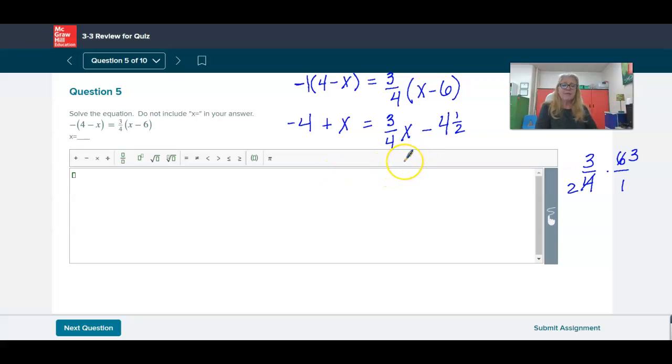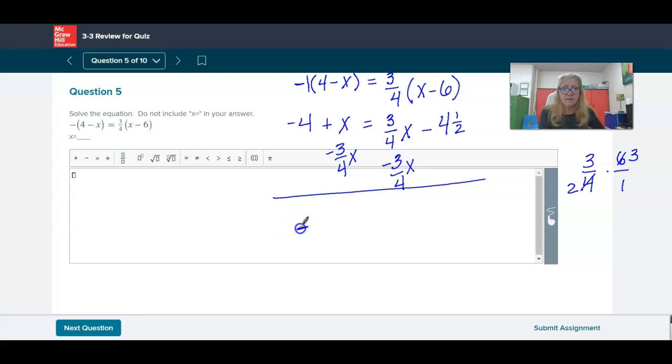Now we have nothing to combine, so what we want to do now is get all of our variables on one side. And we go after the smaller one. Keep in mind, this over here is a 1x, and 3/4 is less than 1. So this is the smaller variable term. So we're going to subtract 3/4 x from both sides.